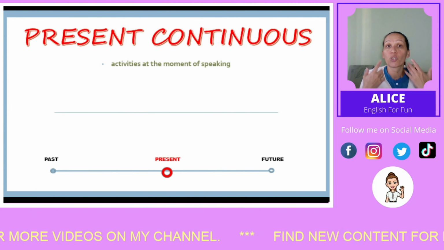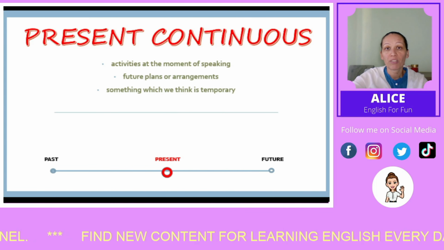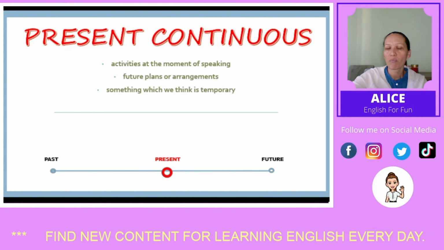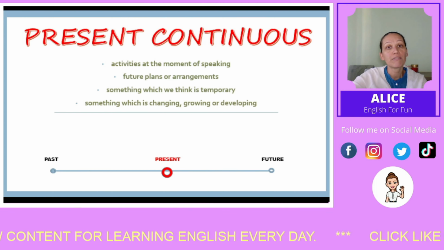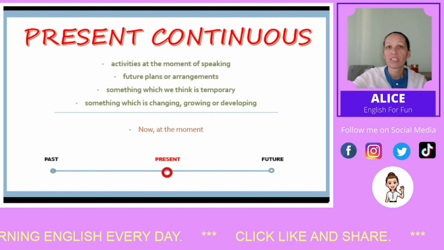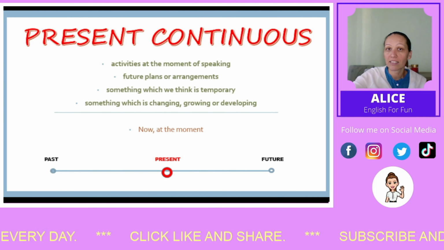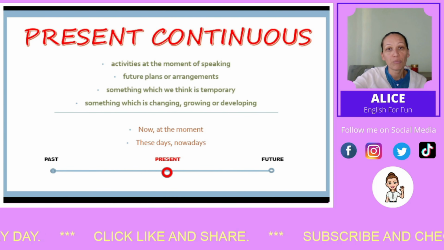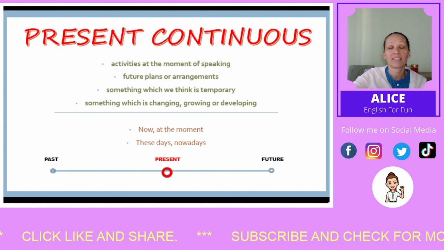Then we use present continuous when we're talking about future plans or arrangements. So this is something we're planning to do. Then we use present continuous when we're talking about something which we think is temporary. So it's not forever, it's something for a certain time. And then when we're talking about something which is changing, developing and growing. Let's see some examples. There are some words that can help us show that we should use this present continuous tense. For example, if you see in the sentence words like now, at the moment, these days, or nowadays, so you know that we should use present continuous.